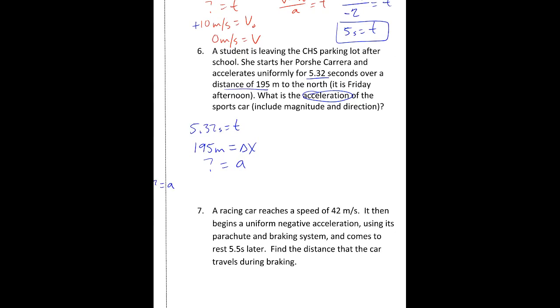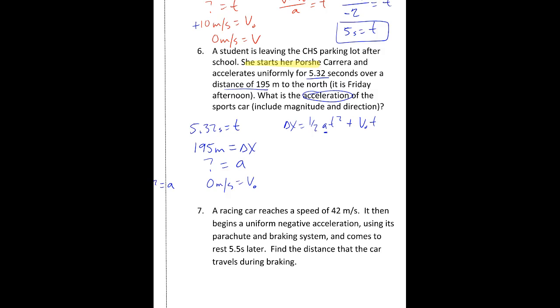It says that she starts... I guess we're going to have to make an assumption here. She starts her Porsche and accelerates. So I'm going to assume that she started from rest since she's leaving the parking lot. So what I'm going to say is that the initial velocity was 0. Now I can use that equation. Delta x equals 1/2 at squared plus v naught t.